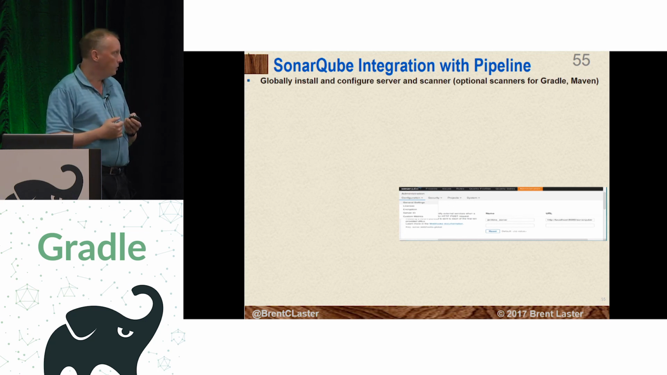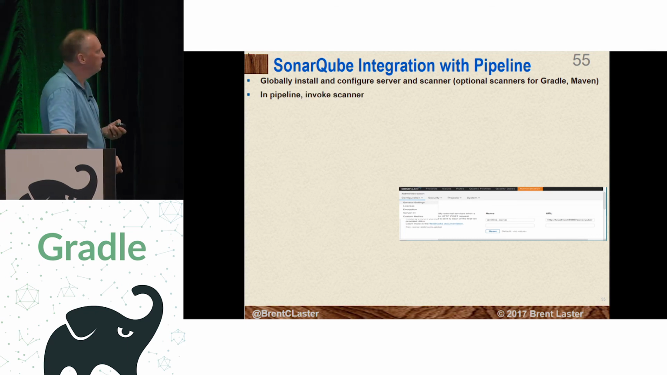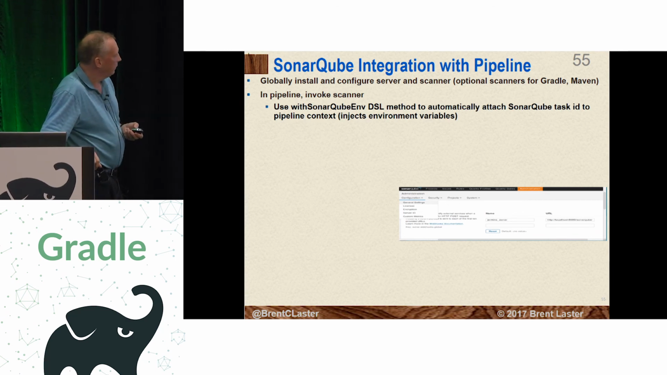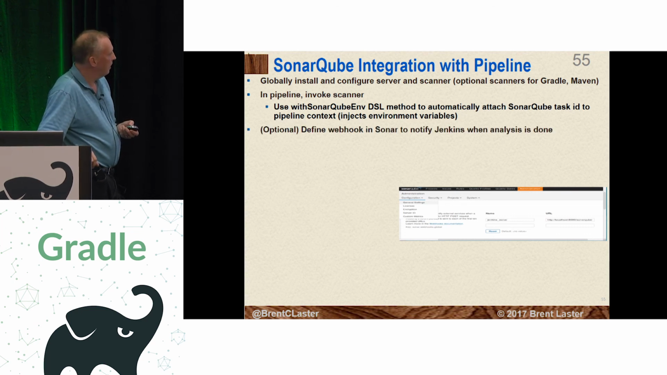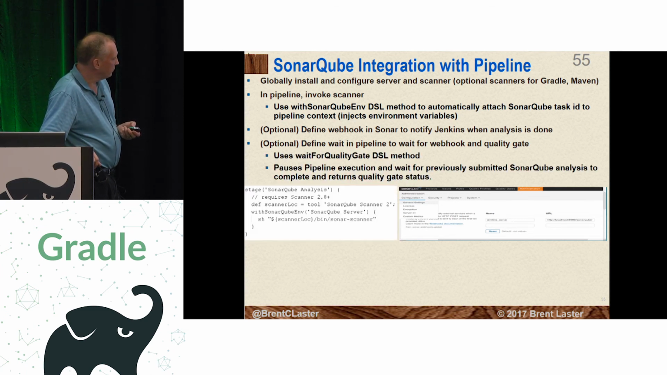Okay? You can do Sonar analysis in a number of different ways, but basically the way you do it is you install a Sonar server, you install a scanner. In your pipeline, you invoke the scanner. There is a withSonarQubeEnv DSL method. Then you can define a webhook in Sonar, and you can define a thing in pipeline to wait. So it looks something like this.